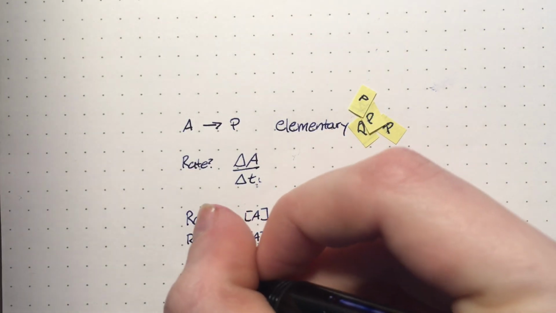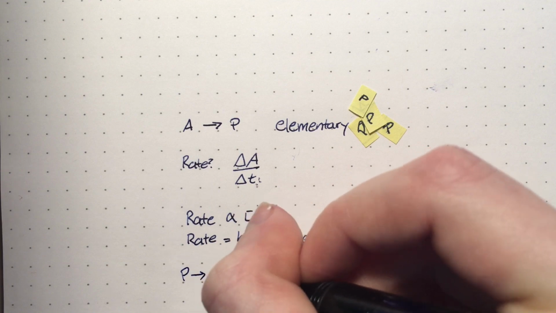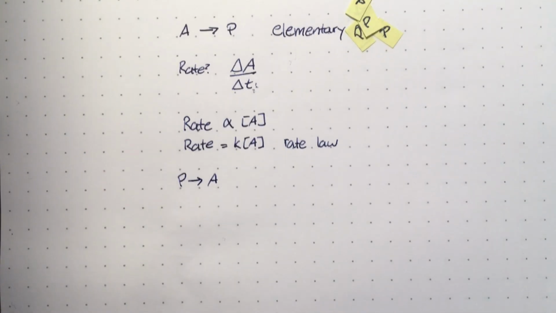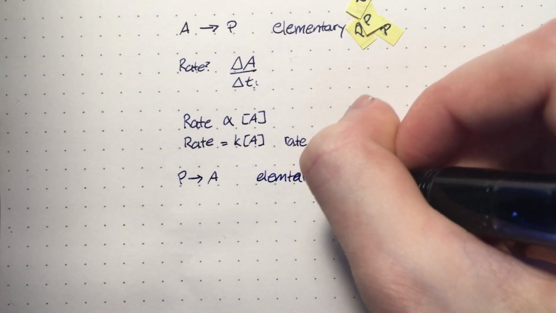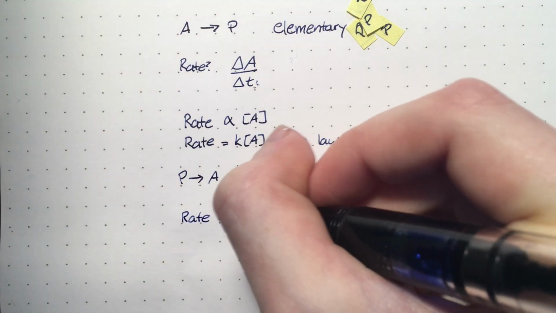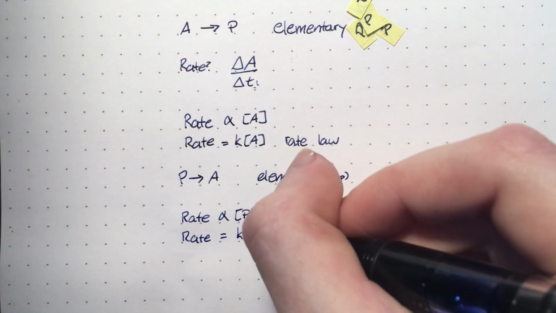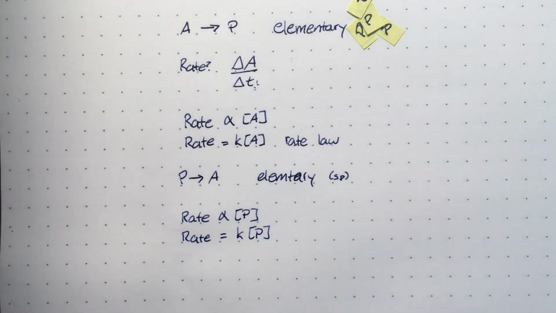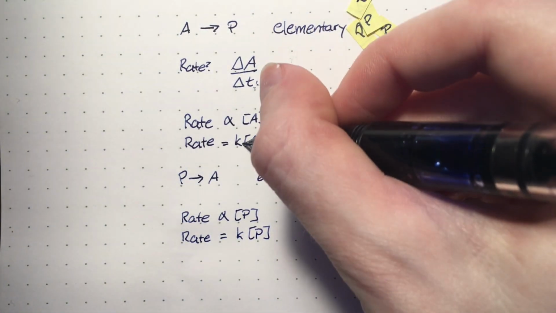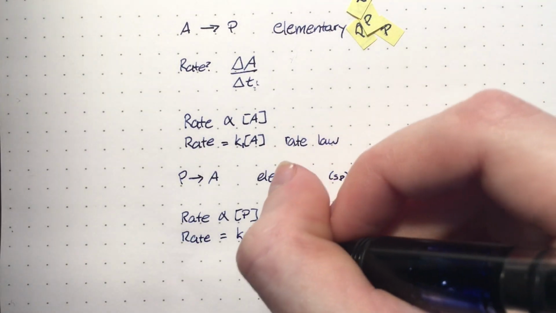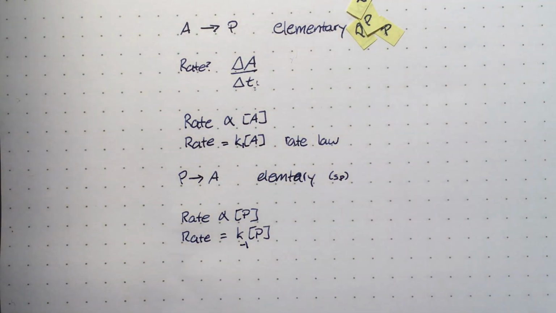We could also ask ourselves, what is the rate of the reverse reaction? What is the rate of P going to A? Similarly, if this is the elementary reaction, then we can say that rate is proportional to the concentration of P, or rate is equal to a constant times the concentration of P. Just so we don't confuse ourselves, let's call this one K1, and let's call this one K minus 1.